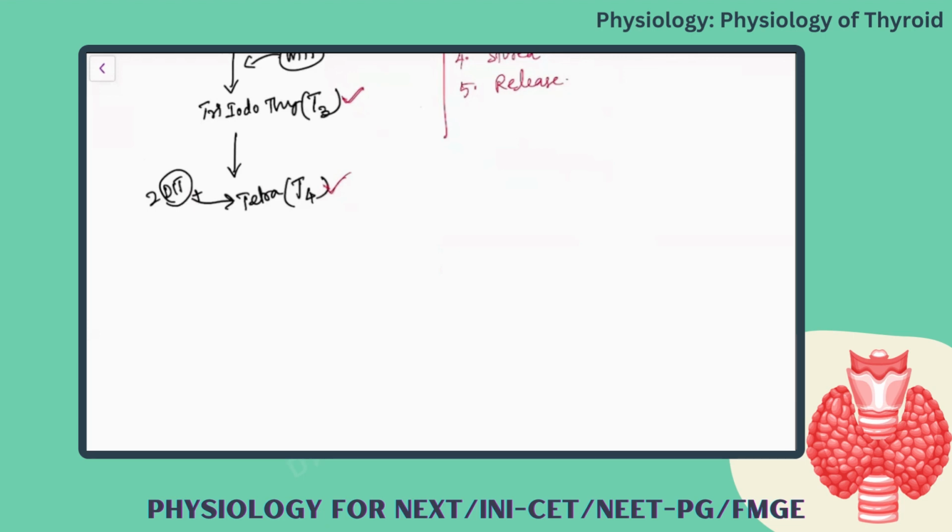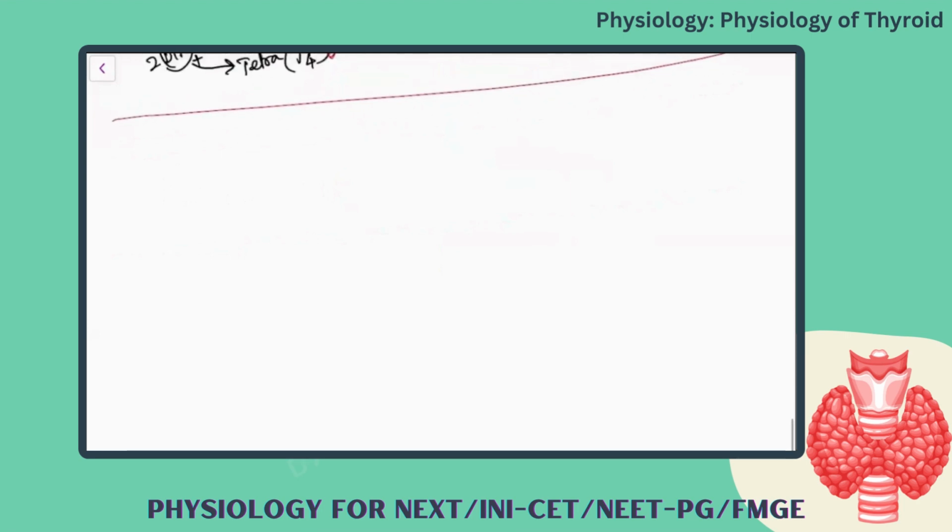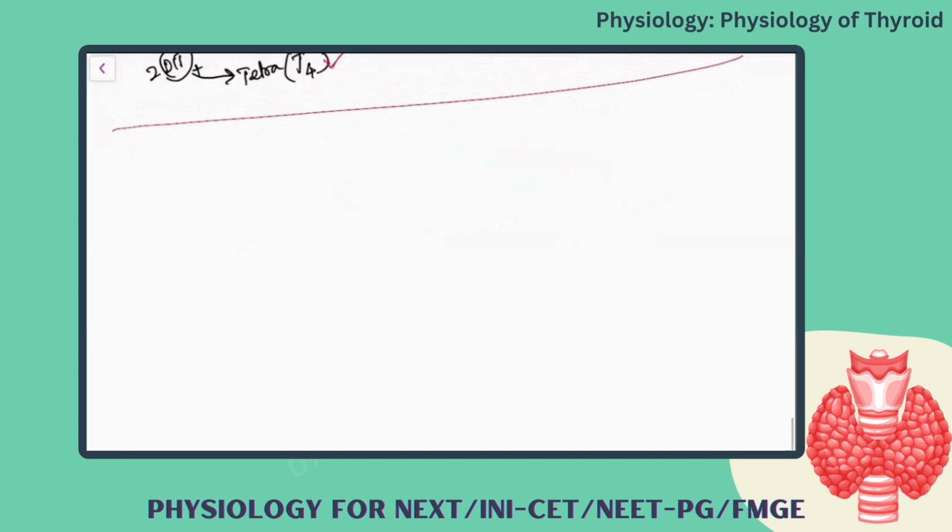So now we will see how far this thyroid hormone has a role in our body. Okay, clear? It mainly has a role in physical growth, with the skeletal system, muscular growth, and also the growth of visceral organs.